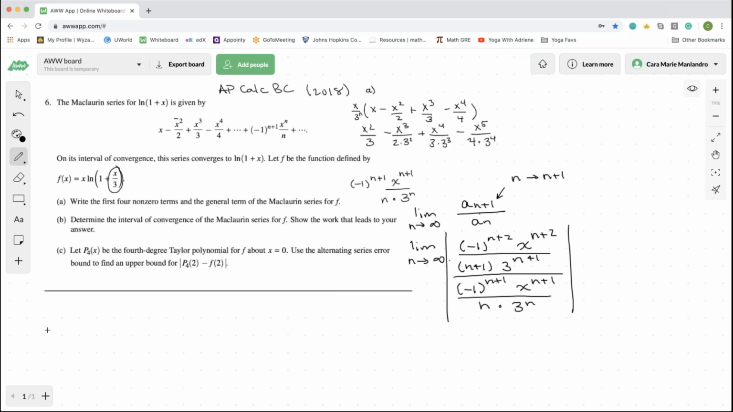The way we would simplify this is to keep, change, flip on the division. So limit as n goes to infinity.